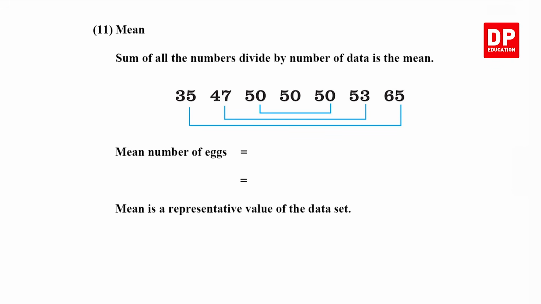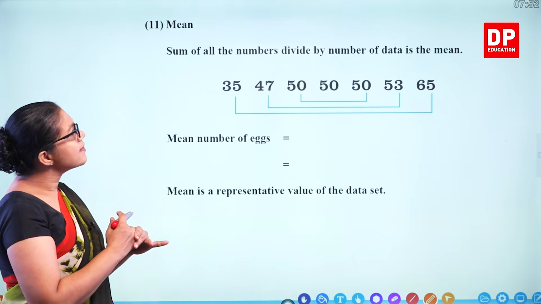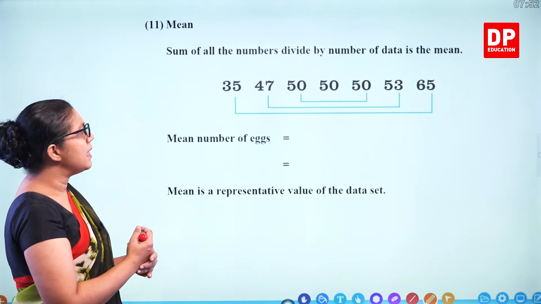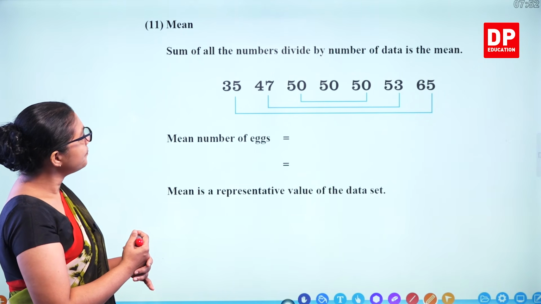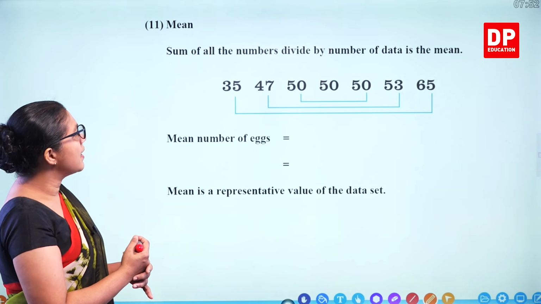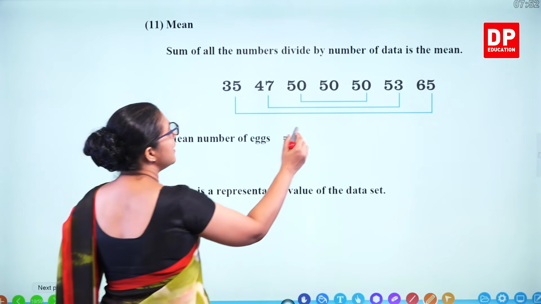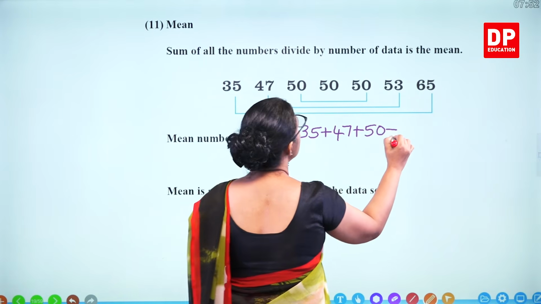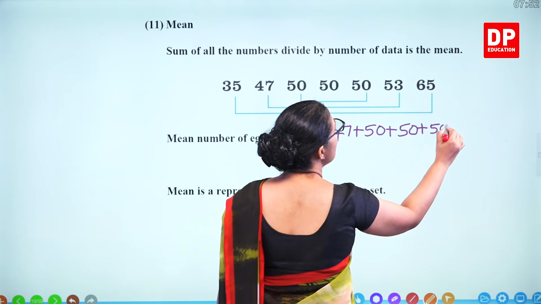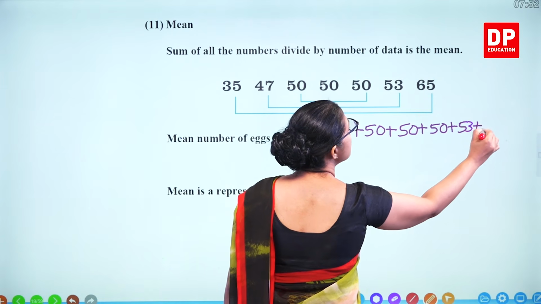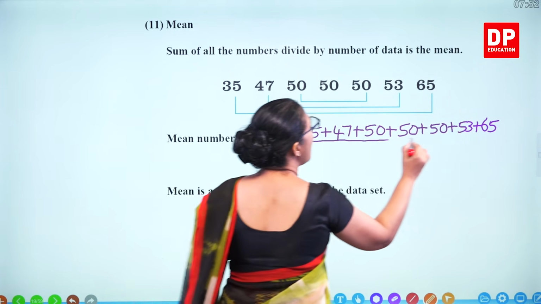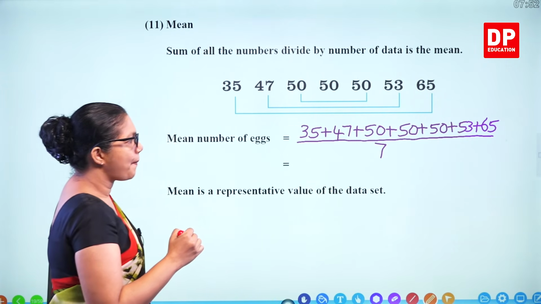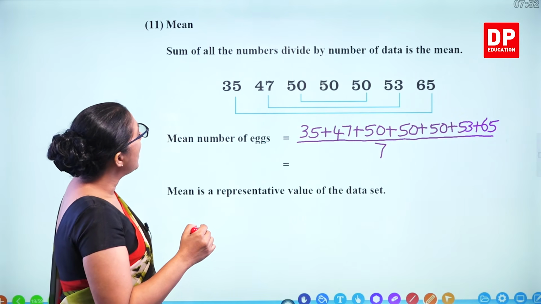Now, we'll look at what mean is. Mean is the average. So, you take the sum of all numbers and divide by the number of data points. Now, take a look at this one. Mean number of eggs we can find, we can add it. 35 plus 47 plus 50 plus 50 plus 50 plus 53 plus 65. Divide by 1, 2, 3, 4, 5, 6, 7. 7 numbers are there.